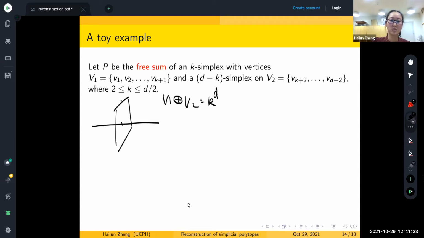So in this picture, I just want to find a triangle containing the origin, okay? And maybe for the other line, I just want to find a line segment, okay? So the free sum is that I take all these points on these two simplices, and then I take the convex hull, okay? So here in my picture, I have 5 points. So this gives me this picture.